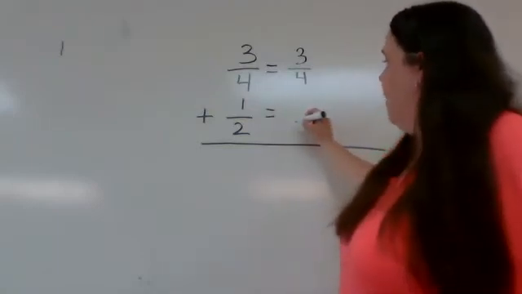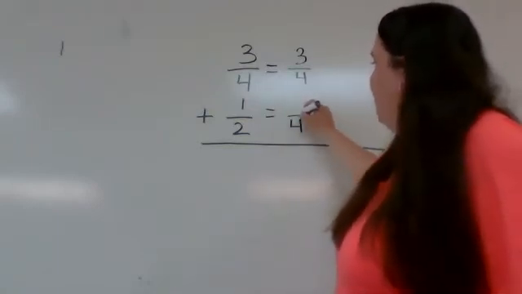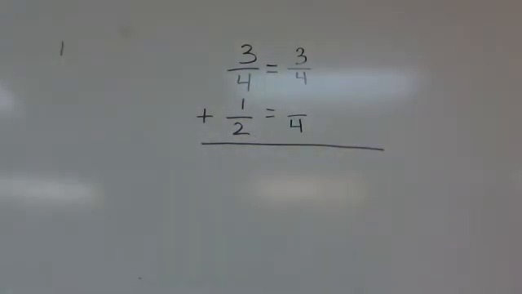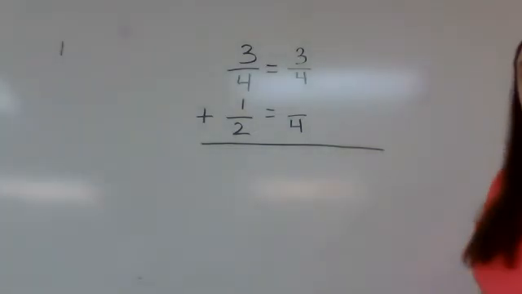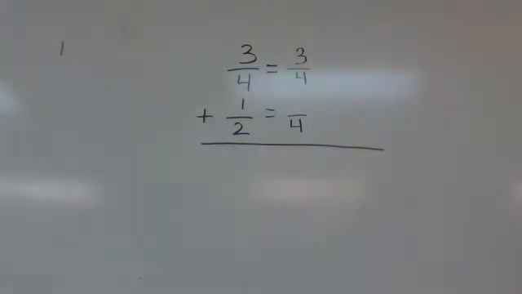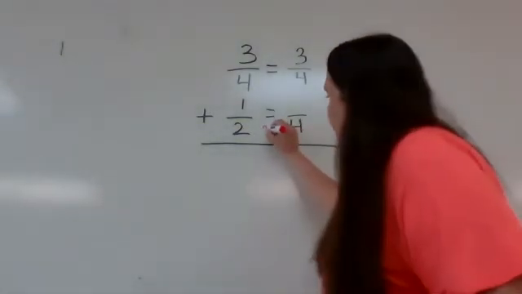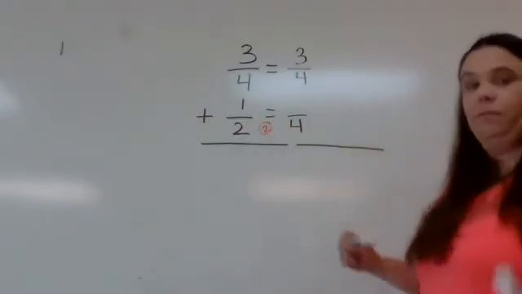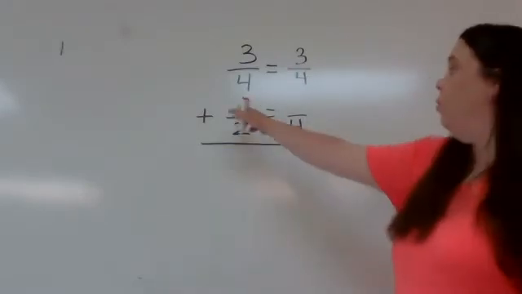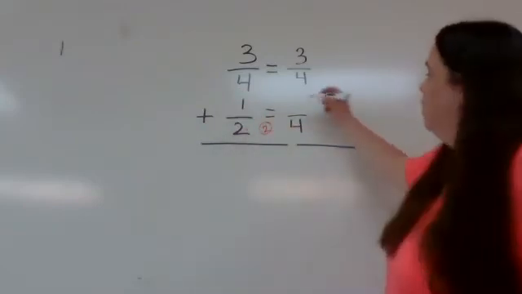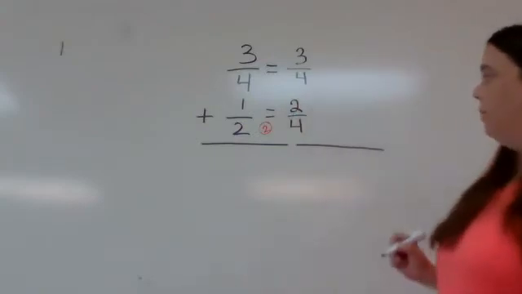And for the bottom one, I'm making my denominator 4. So now I have to think about, well, 2 times what gives me 4? 2 does, right? Oh, I grabbed the wrong color marker. So I write my little 2 and circle it. 2 times 2 is 4. That is correct. So 1 times 2 is 2. So 2 becomes my top number.